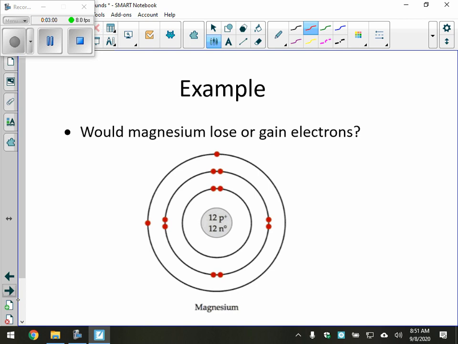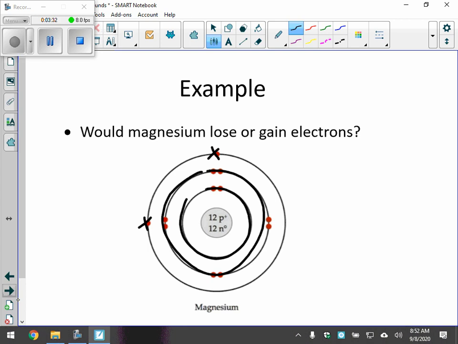So an example. I'm not sure if you have this one here or not, but that's okay. Would magnesium lose or gain electrons? What do you think? Yeah, lose. And it's probably going to lose 2, yes? So if we can get rid of this one here and this one here, now we have 2 in this energy level, and then another 8 here, and now our outside energy level is filled, and it becomes more stable, right?